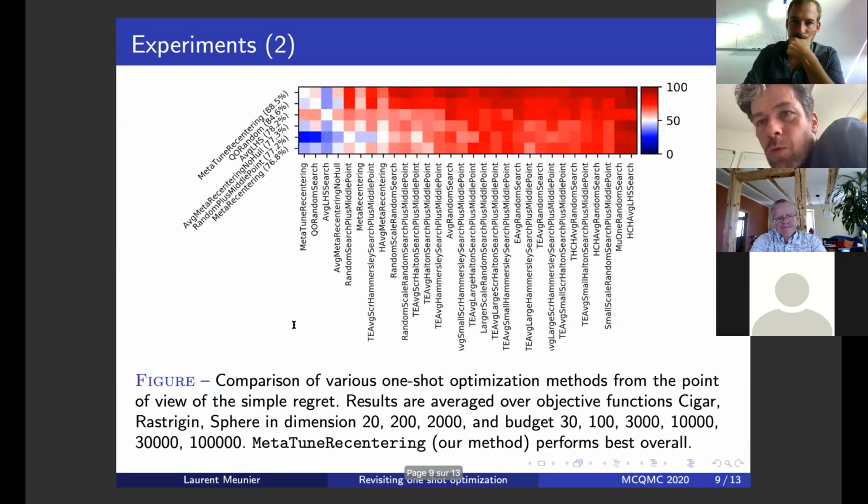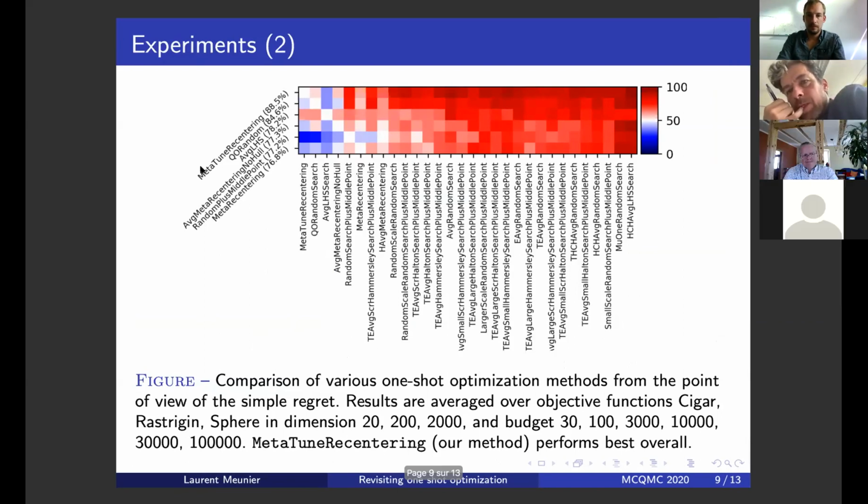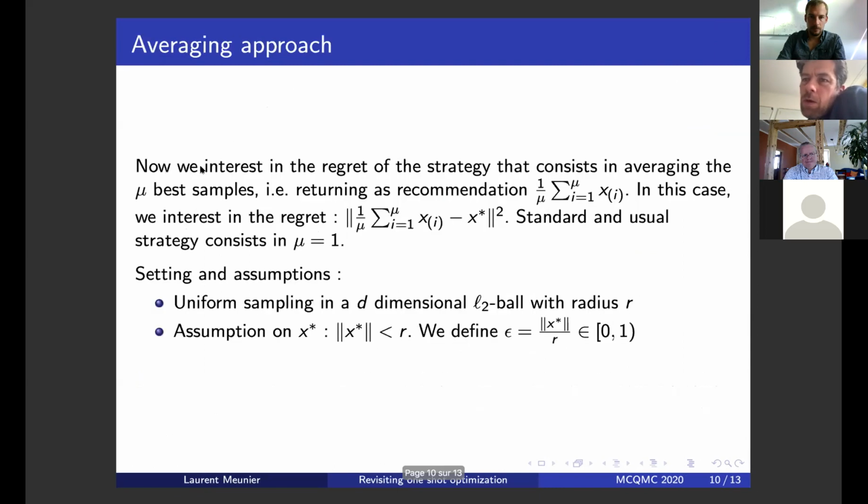Here we also show that this result holds for a more complex class of functions. Meta-chain recentering is the method we just proposed, and we show that this method is far better than other methods that are usual in one-shot optimization. So now we are going to focus on the averaging strategy.